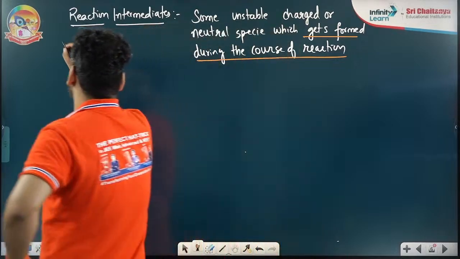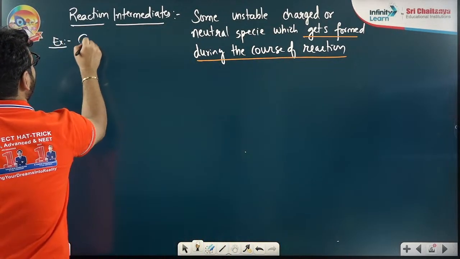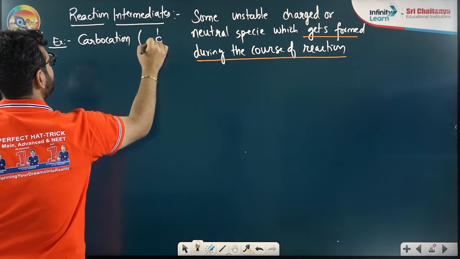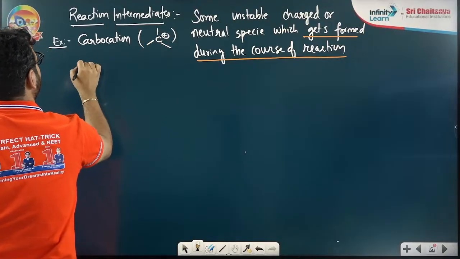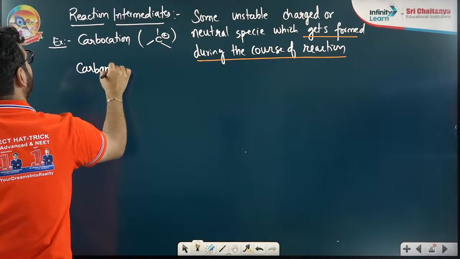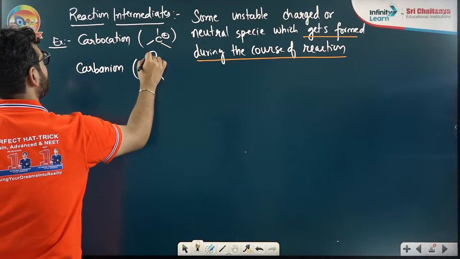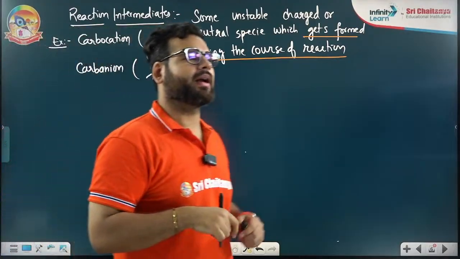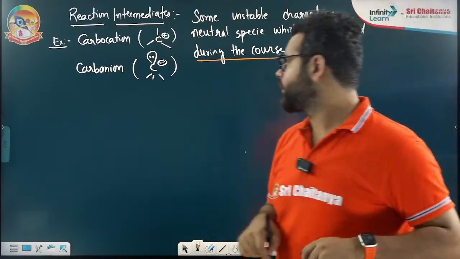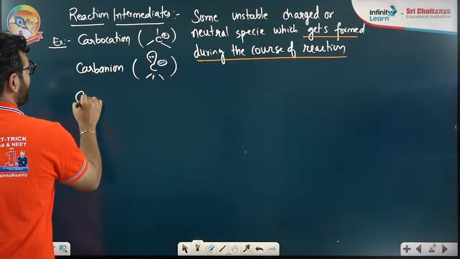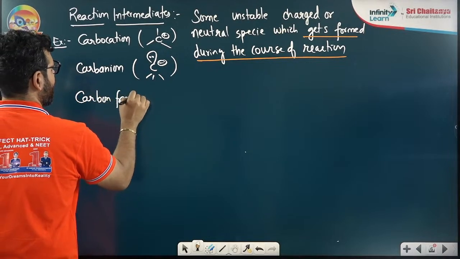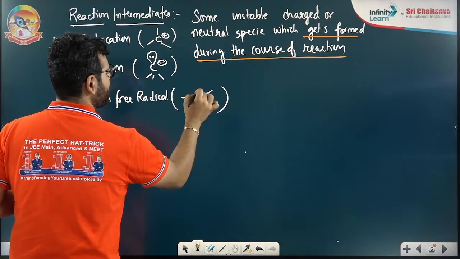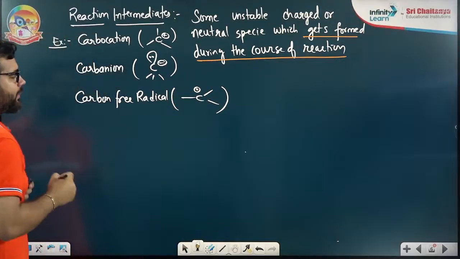Examples of reaction intermediates, three of them are important. Carbocation, where carbon makes 3 bonds and gets a plus charge. Carbanion, where carbon makes 3 bonds with a lone pair and gets a negative charge. Always show carbanion as pyramidal and carbocation as trigonal planar. And then we have the radical, carbon free radical, where carbon makes 3 sigma bonds and keeps 1 unpaired electron.